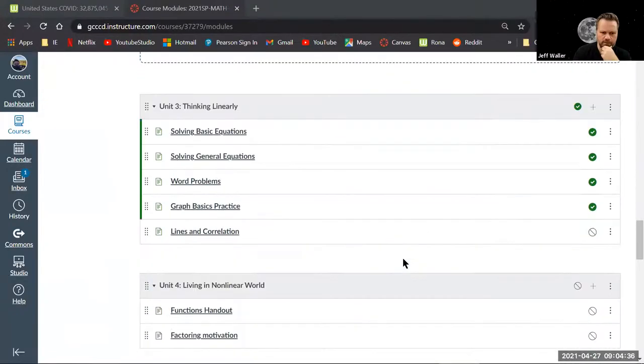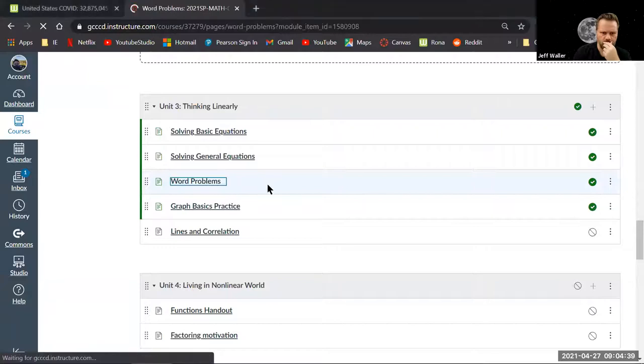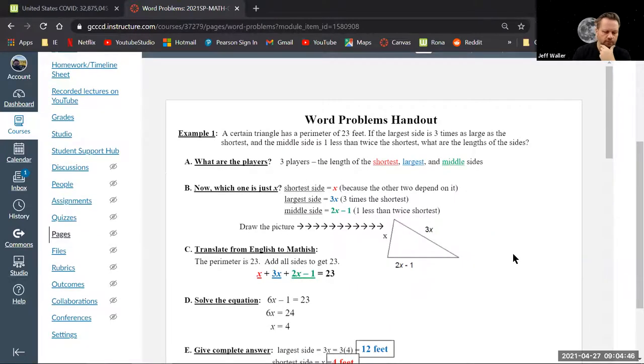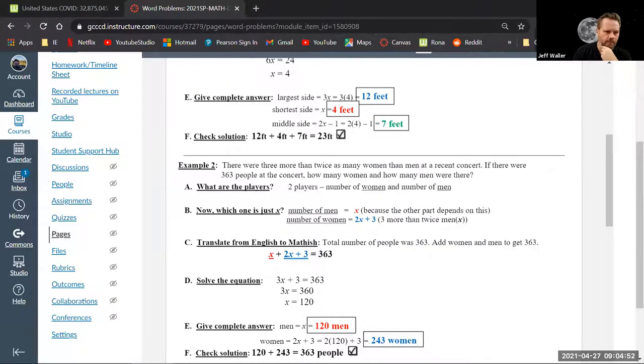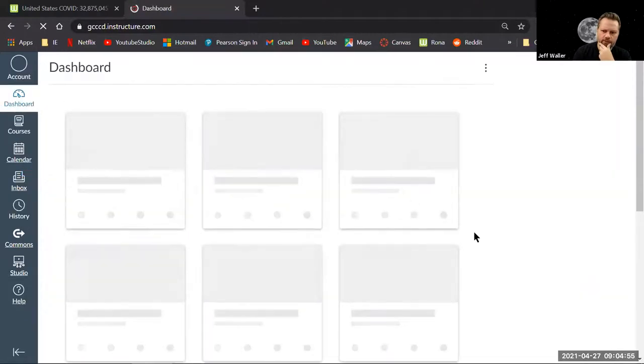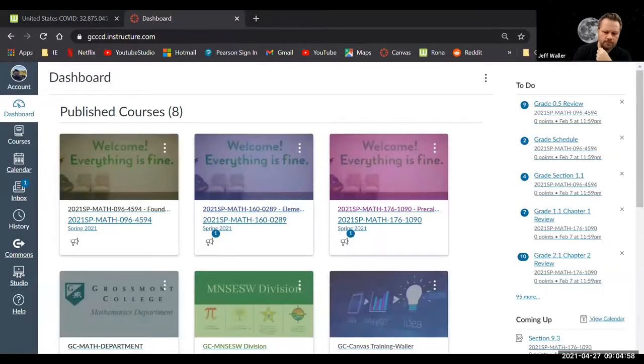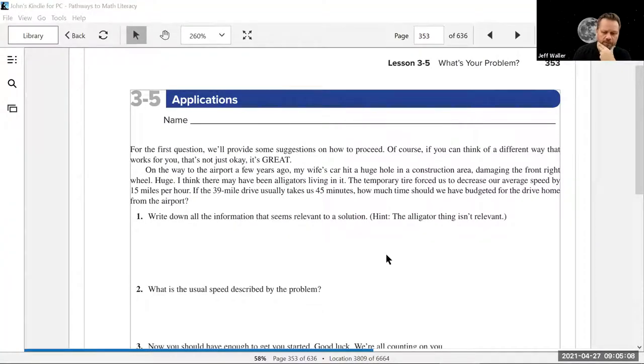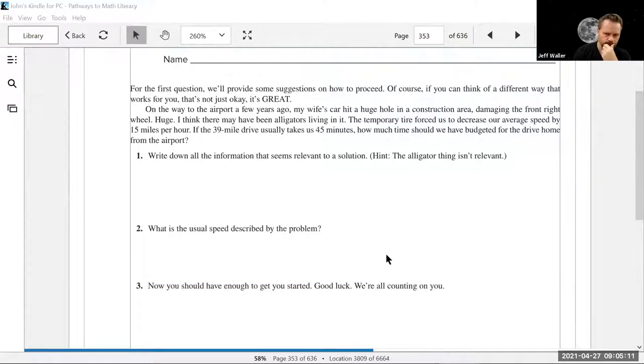So up in Canvas, we did this handout, word problems. We discussed writing down the players, figuring out who's just X and so forth. So we have this sheet to look at for help. I'm not going to re-lecture over the section. I need something to work with. Have you tried the problems out and you're not able to do them? Yes, actually, I forgot about relevant information. Yeah, all right, now listen.